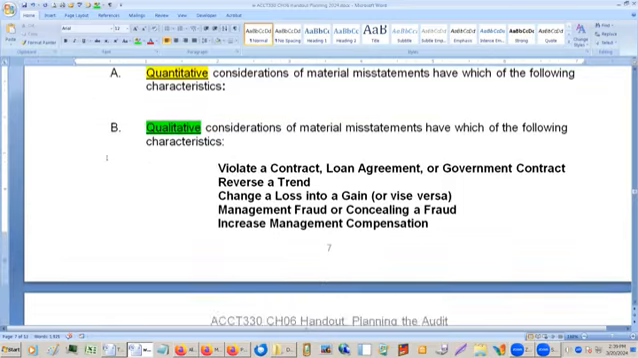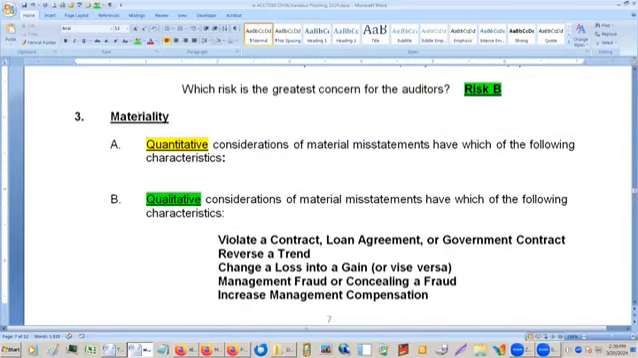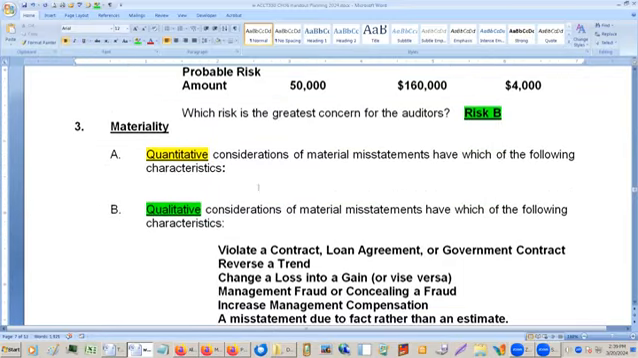Let me back up. Okay. Qualitative considerations of material miscellaneous type, which of the following characteristics? These are for dollar amounts only. So how many dollars is it? For the materiality.